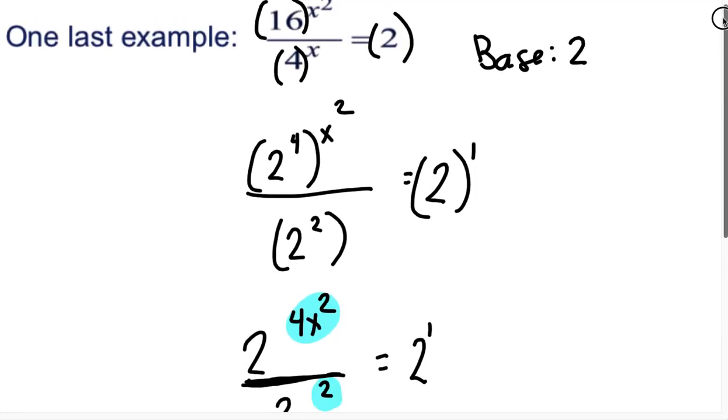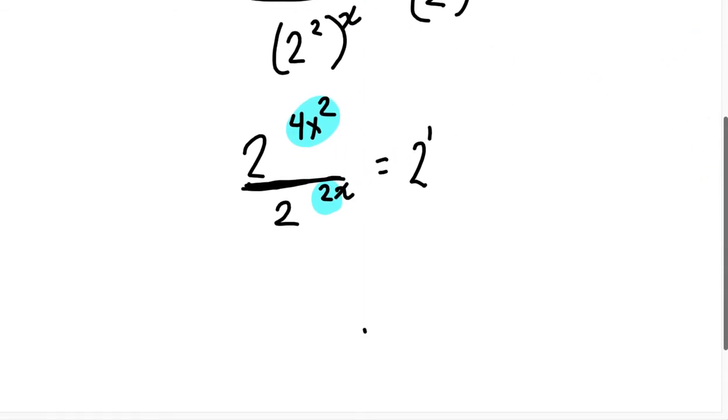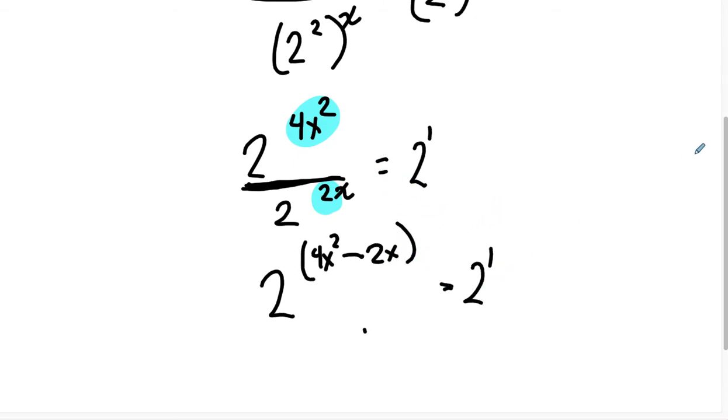Was there an x over there? Yes, I'm sorry. My apologies, my mistake. It's 2 to the power of x, and it should be 2x right here. Okay, so let's continue. We are going to subtract 4x squared minus 2x. So this is 2 to the power of 4x squared minus 2x, and that's equal to 2 to the power of 1.